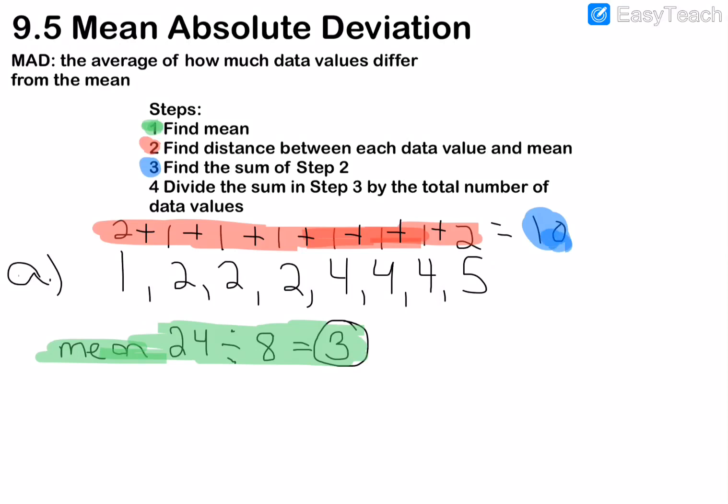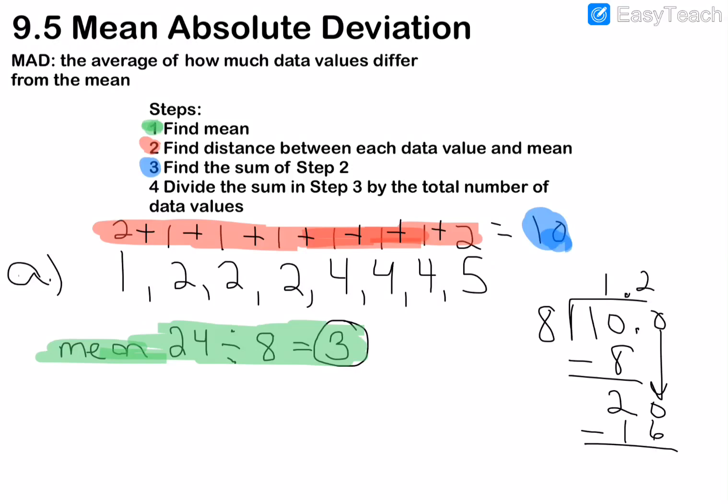And then step 4 is divide that sum in step 3 by the total number of data values. Okay, so 10 divided by, there were 8 data values. Okay, and so 8 goes into 10 one time. I get 2. Let's add a decimal, bring it down. 8 goes into 22 times. I'm left with 4. Let's bring it down another decimal. 8 goes into 45 times.